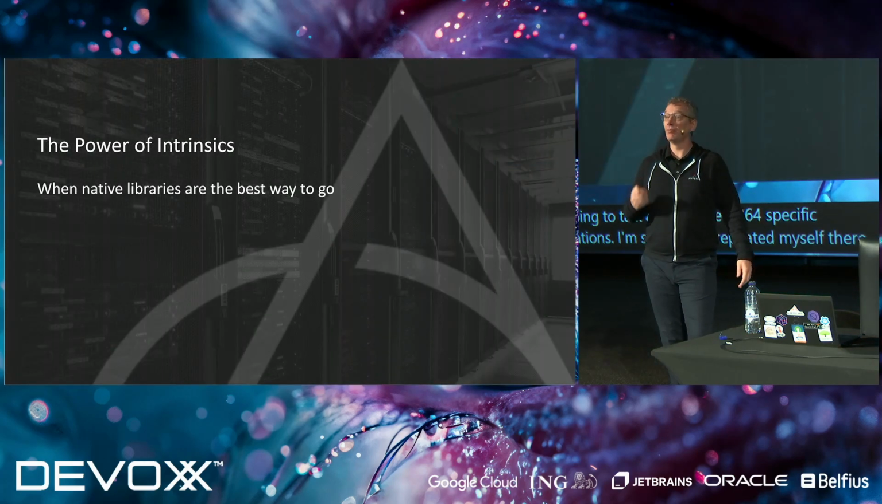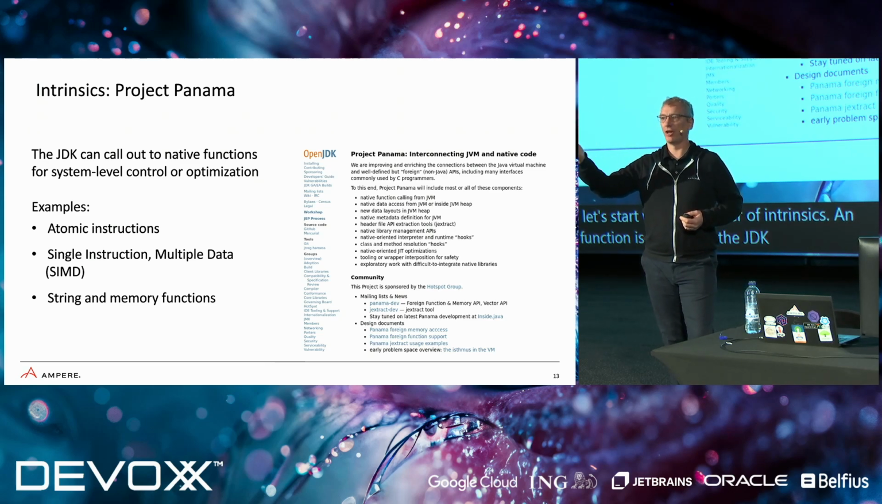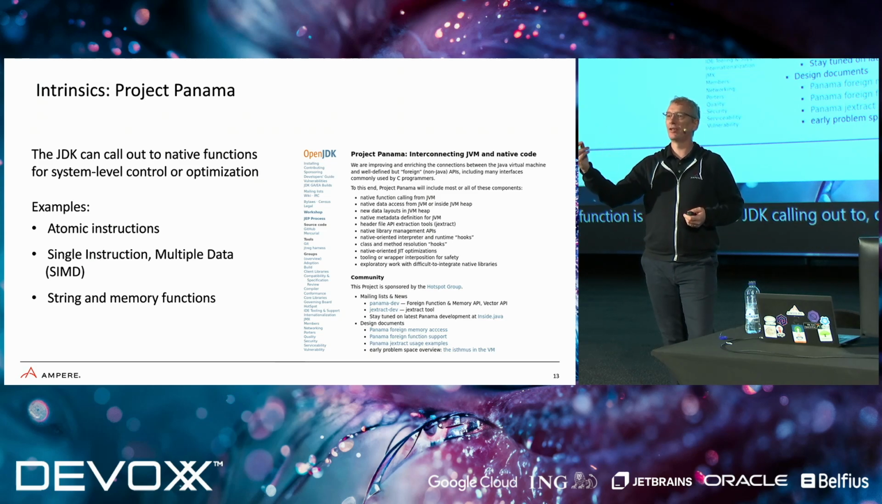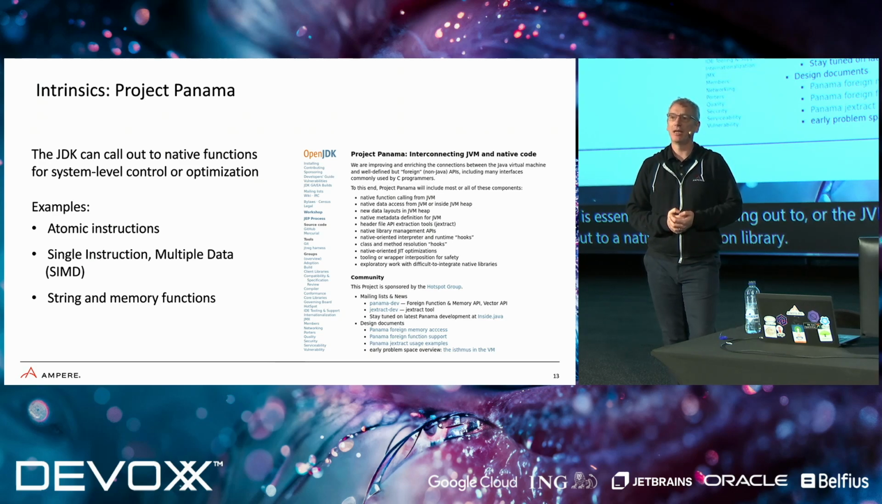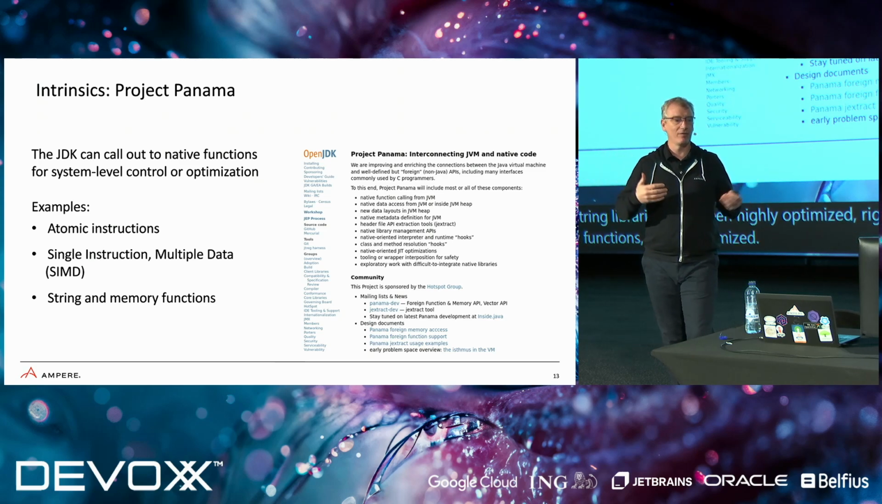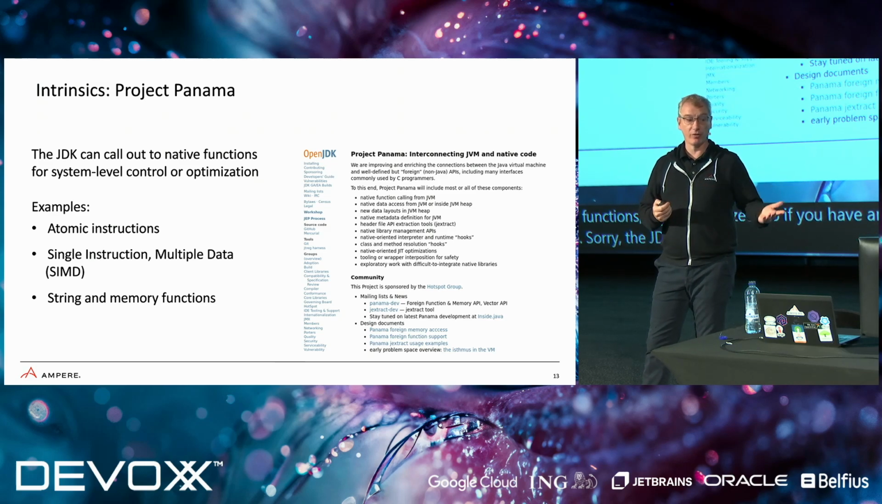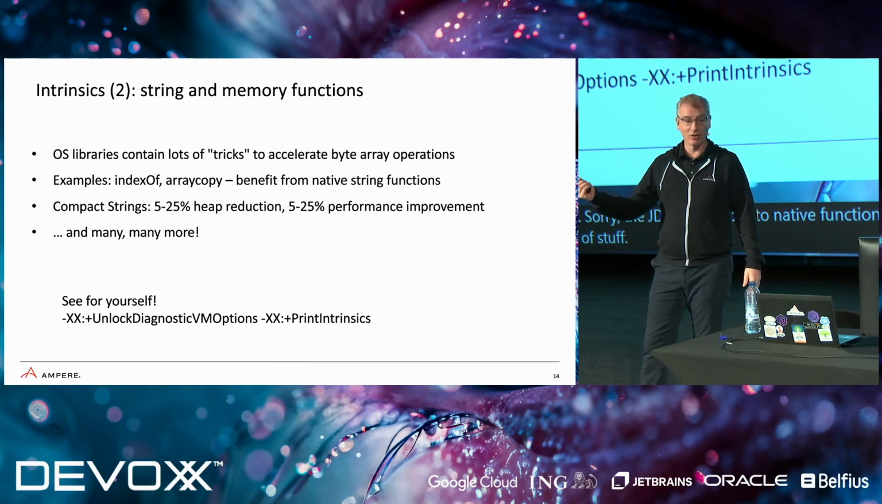Okay, so let's start with the power of intrinsics. An intrinsic function is essentially the JVM calling out to a native library. For a number of key operations, things like string operations, the native system string libraries have been highly optimized, right? Memory functions, highly optimized. So the JDK can call out to native functions for a bunch of stuff. And in particular, I'm going to talk about string and memory functions.